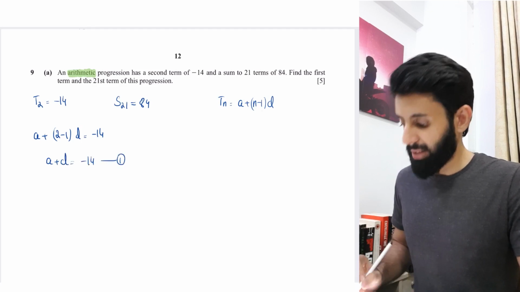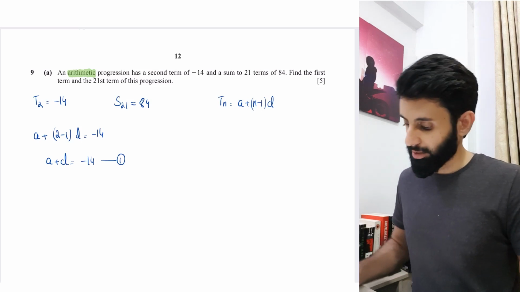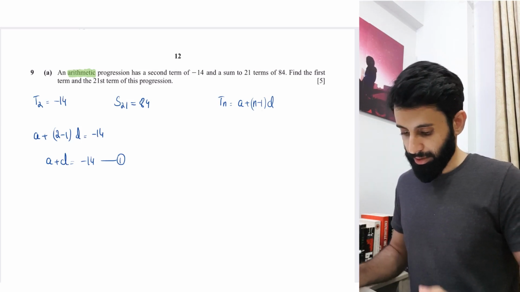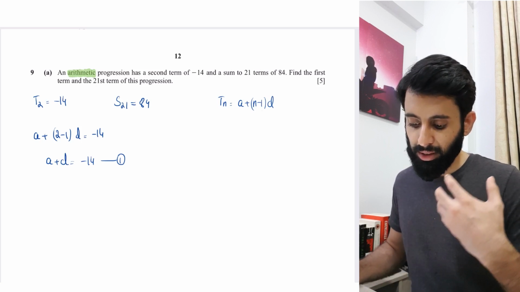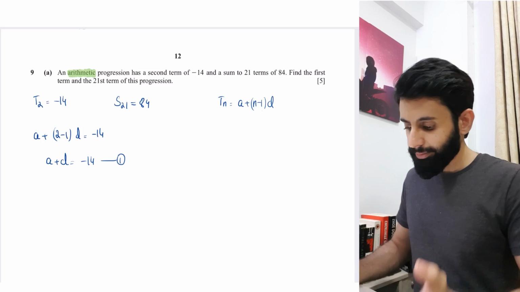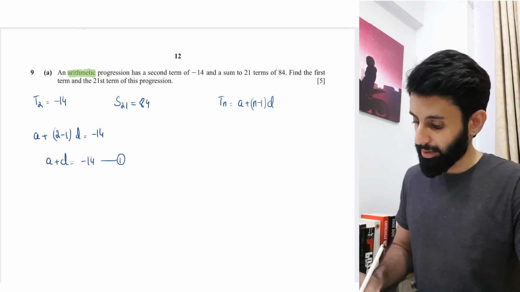In this equation, we have two unknowns. Clearly this equation is not enough for us to figure out the values of these two unknowns. So we need another equation, and the question has been kind enough to provide us with information with the help of which we can come up with another equation. That information is the sum of 21 terms.